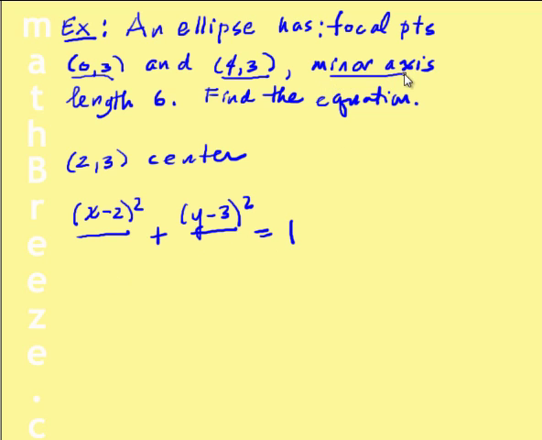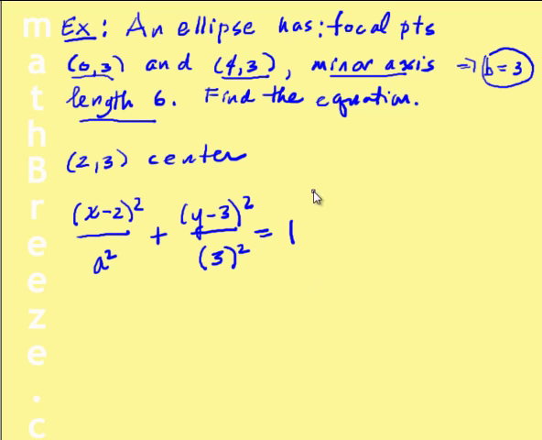Well, it says minor axis length 6. So that tells us that underneath the y we have half of the minor axis, which is 3 squared. Minor axis length 6 tells us that b is equal to half of 6. b is equal to 3. And since this is a horizontal axis, the smaller number is going to be under y, the bigger number under x. So really what we have to find here is a squared.